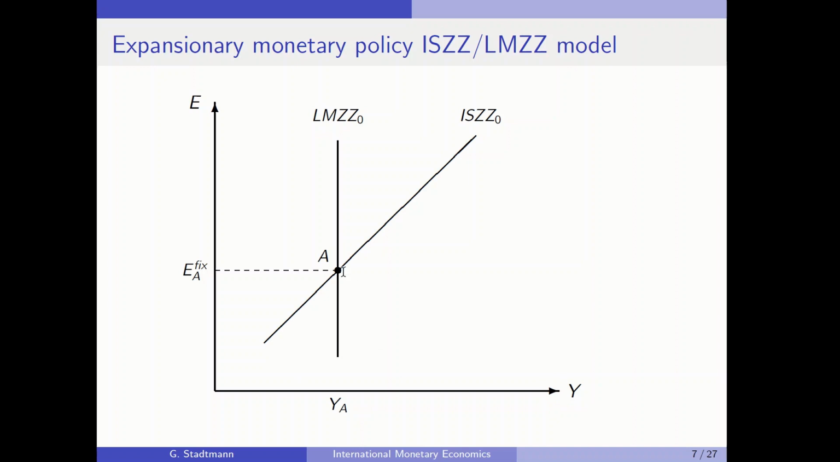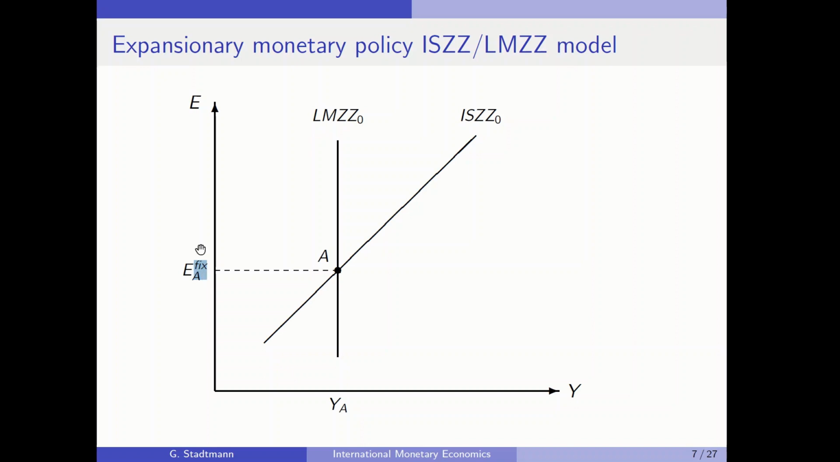In the intersection of the LMZZ curve and the ISZZ curve, we find our first equilibrium. So scenario A defines the first equilibrium. And one difference is that now we are using a small index fix here to indicate that this exchange rate level is fixed.